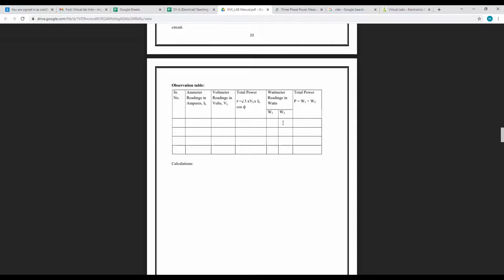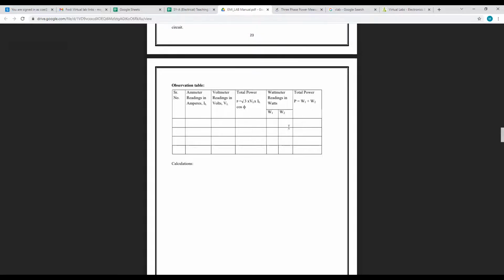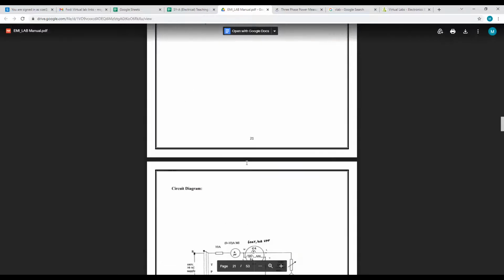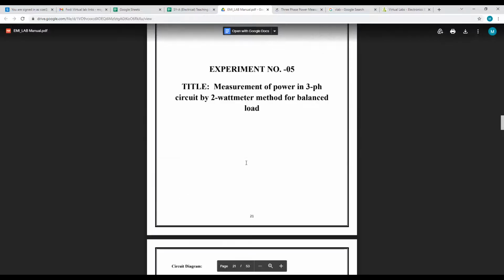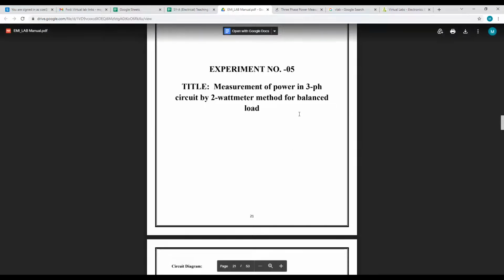Note down the reading of wattmeter 2 and write both here. And total power W1 plus W2, this value and this value should be equal, both values should match. So this one we can say is the 2 wattmeter method of power measurement, we are going to call it the power measurement method for 2 wattmeter method. Is it clear?